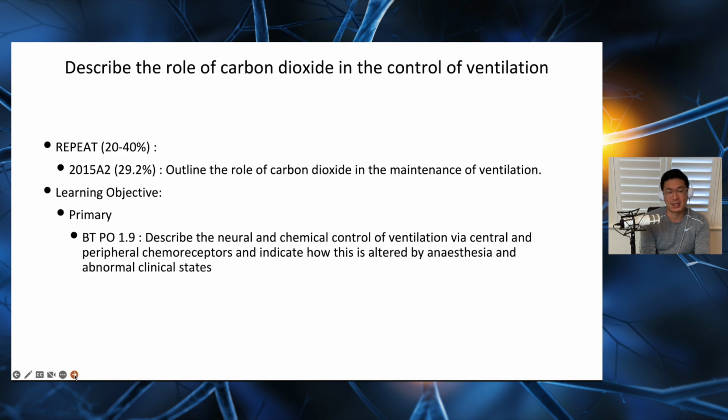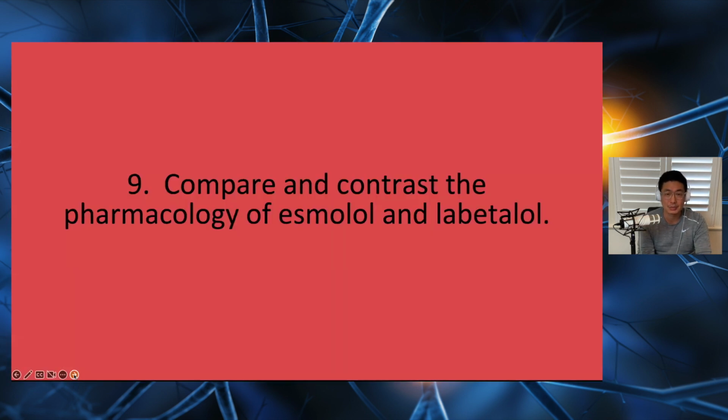And the learning objective is BTPL 1.9, describe the neural and chemical control of ventilation via central and peripheral chemoreceptors and indicate how this is altered by anesthesia and abnormal clinical state. So as I said before, anesthesia and then abnormal clinical state, the two that I would list if you had time are going to be hypoxemia or PO2 less than 60 and acidotic states as well. Yeah, excellent.